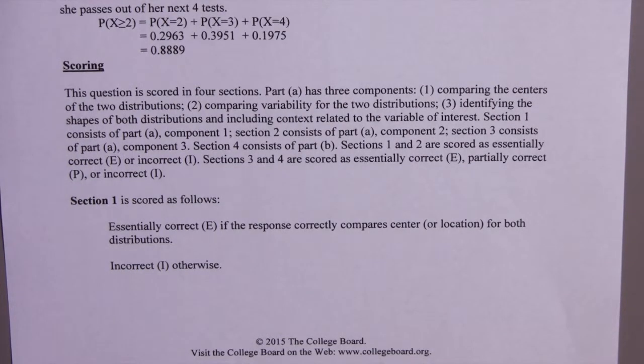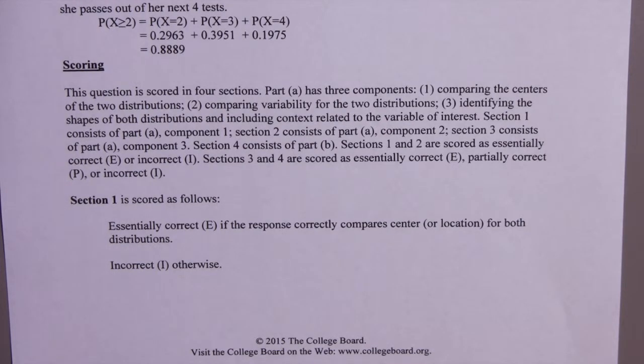that's important. So this question is scored in 4 sections. Part A has 3 components. The first component is comparing the centers of the 2 distributions. The second part is comparing variability of the 2 distributions. And the third part is identifying the shapes of both distributions, including context related to the variable of interest. Section 1 consists of Part A, Component 1. Section 2 consists of Part A, Component 2. And Section 3 consists of Part A, Component 3. Section 4 consists of Part B.